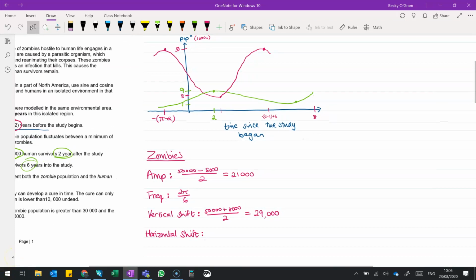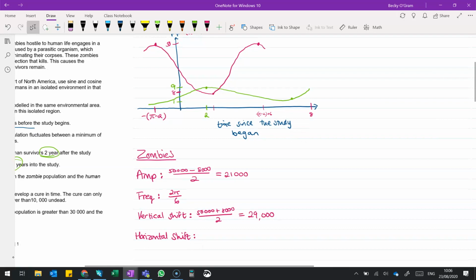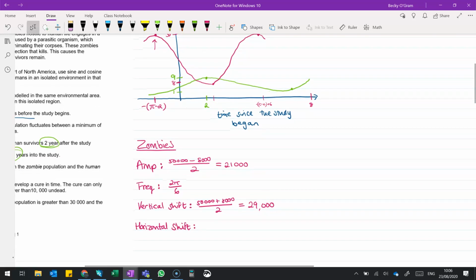All right, so just taking a little look at our peaks there. So we've got the top of the curve there happening at pi minus 2 to the left. So on our cos curve, this will give us a shift of plus pi minus 2 so that we get that shift to the left.